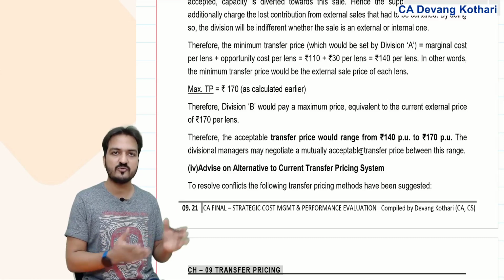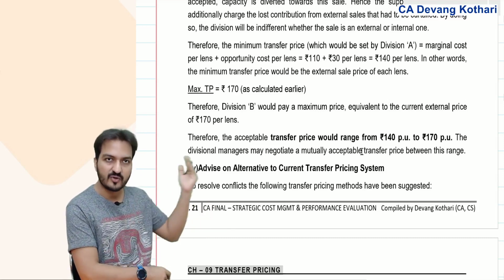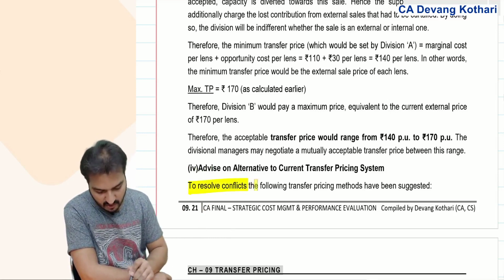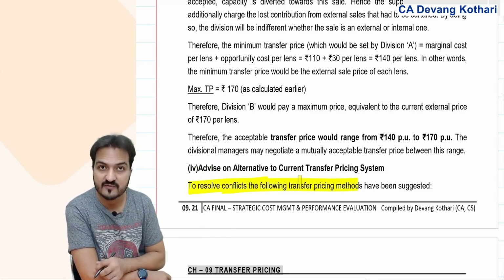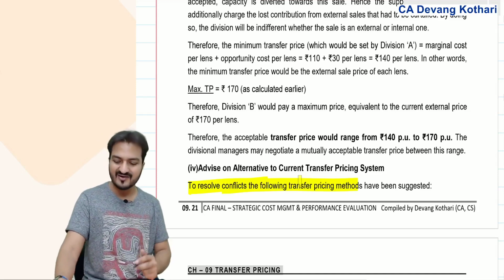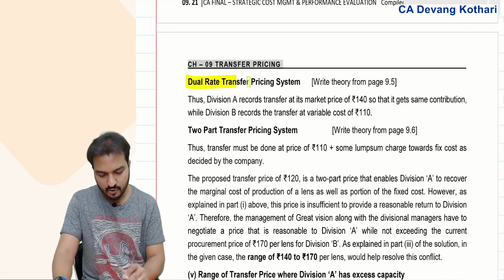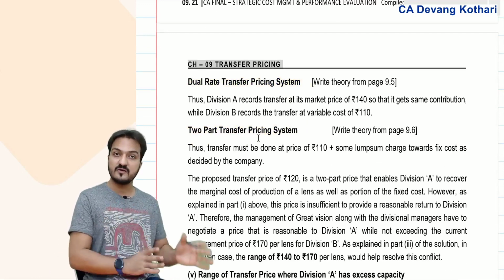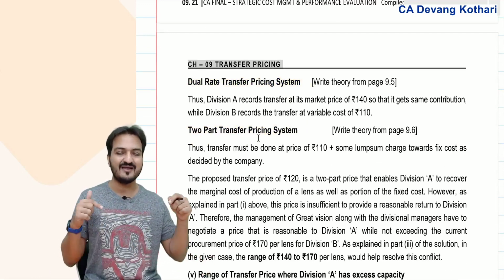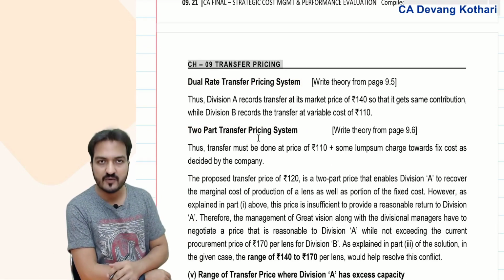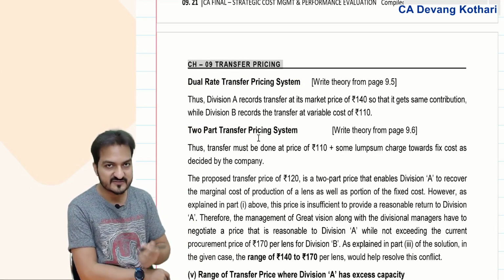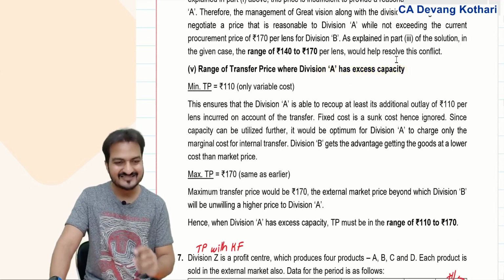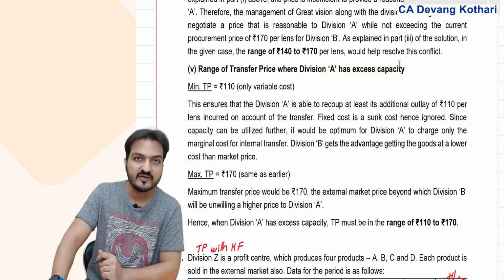Instead of deciding the transfer price as 120 or between 140 to 170, is there any other alternate method to resolve the conflict of transfer pricing methods? Well, to resolve the conflict, I already explained two methods to you: the dual rate transfer pricing method and the two-part transfer pricing method. You write the theory of both the methods and then you write how these methods will be applied in this question. Done? Yes. And one extra question they have asked: if division A has excess capacity, then what will be the range of price?